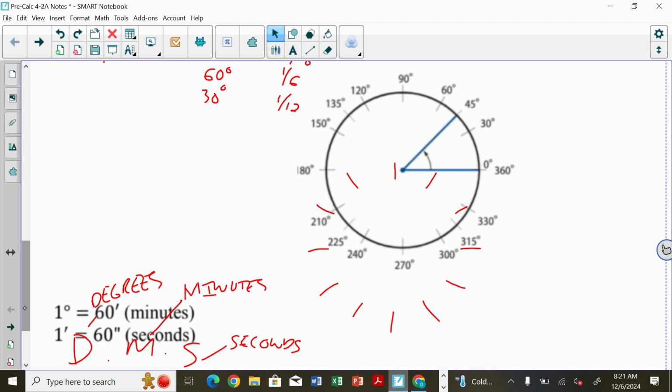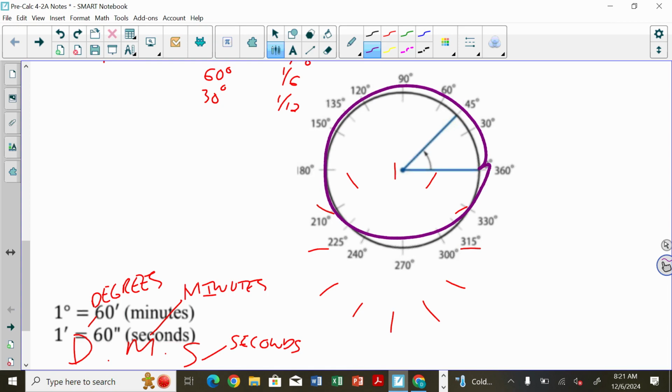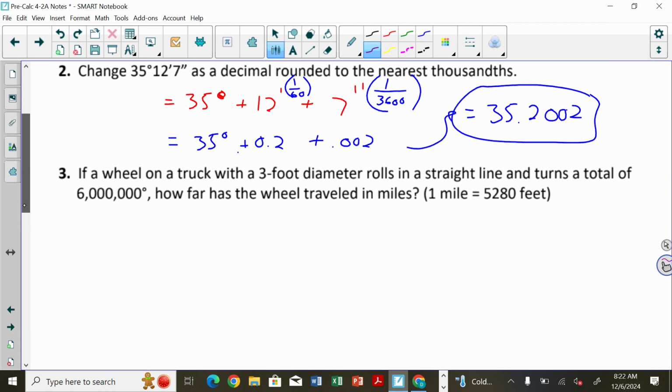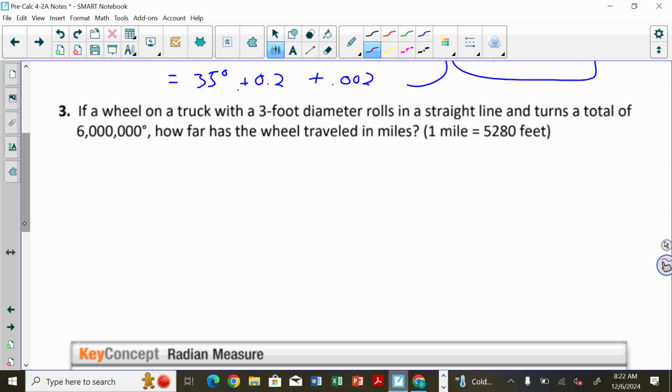All right, so when I'm looking at that, remember that a whole rotation, right? That's what we were talking about. This whole rotation is going to be 360 degrees. So we need that idea as we go on to this next problem where we're looking at the wheel on a truck with a 3-foot diameter that rolls in a straight line and turns a total of 6 million degrees. So how far has the wheel traveled in miles?